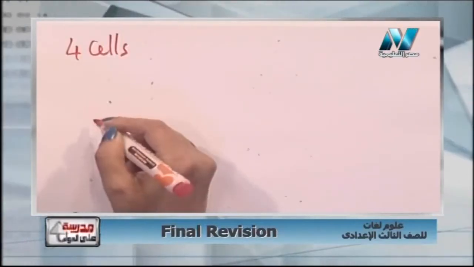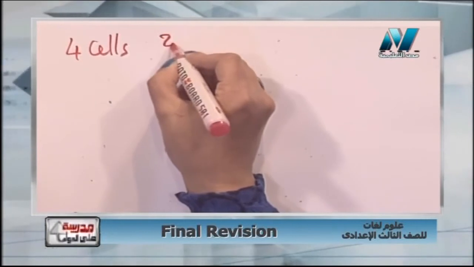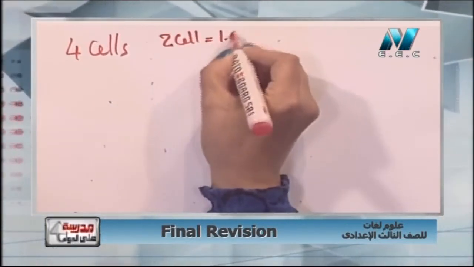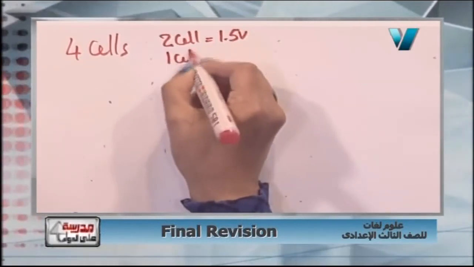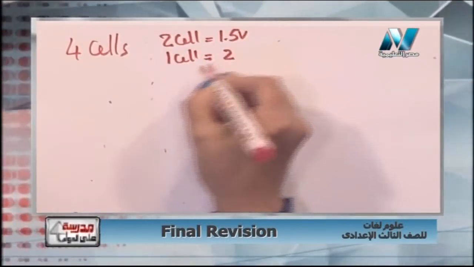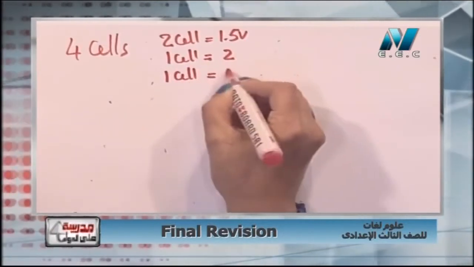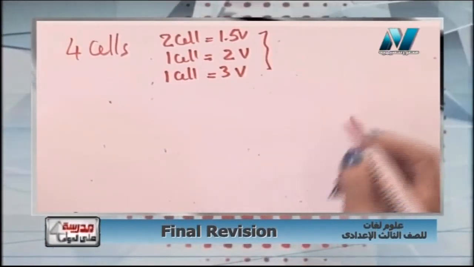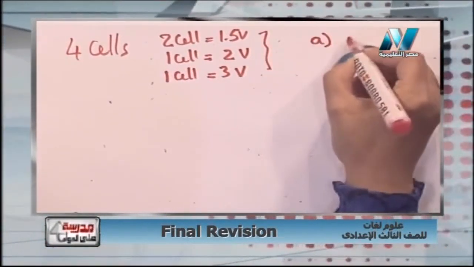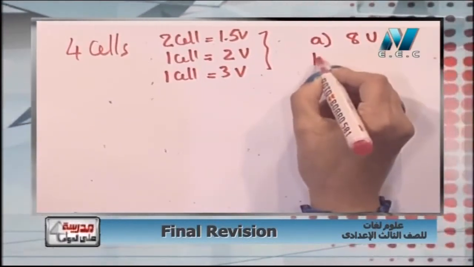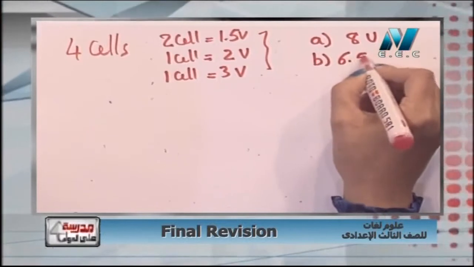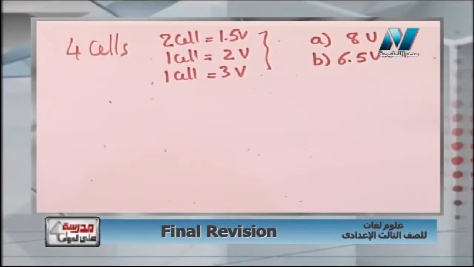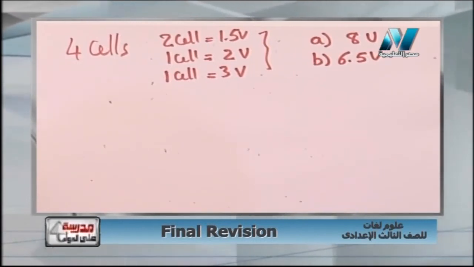Okay, first, how many cells do I have? I have 4 cells. Are they equal? No. I have 2 cells of 1.5 volt, 1 cell equal 2 volt and 1 cell equal 3 volt. Now question number A, he wants a connection for 8 volt, and a drawing for a connection with 6.5 volt. I only have 2 types of connection, connecting in series and connection in parallel.